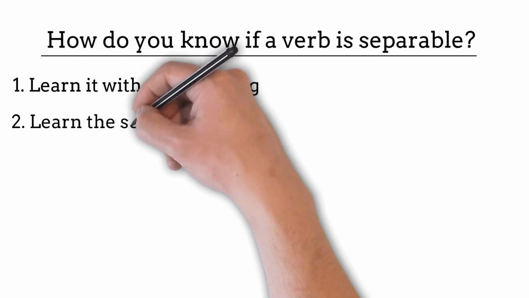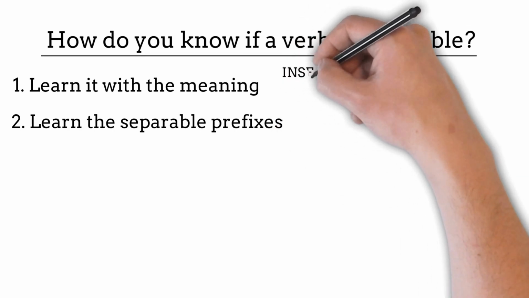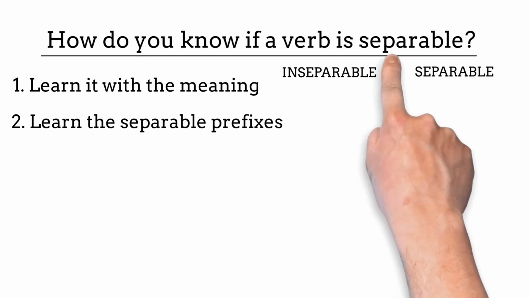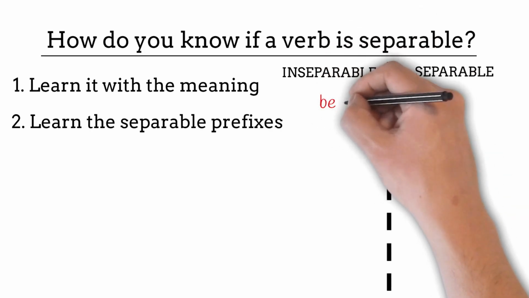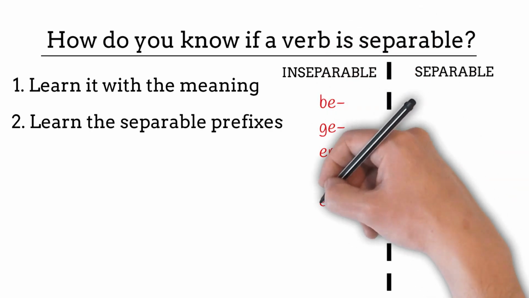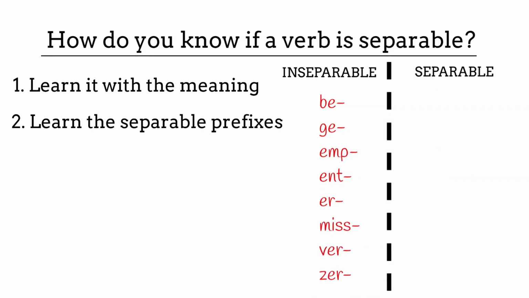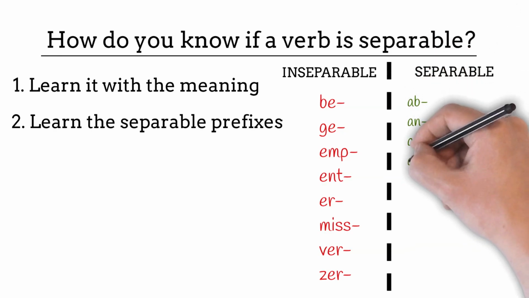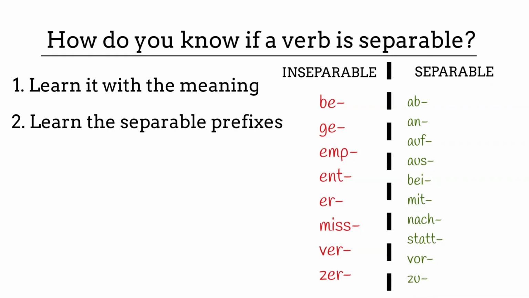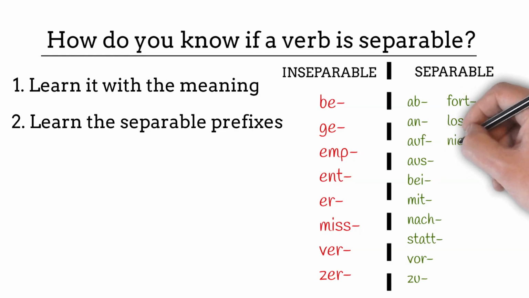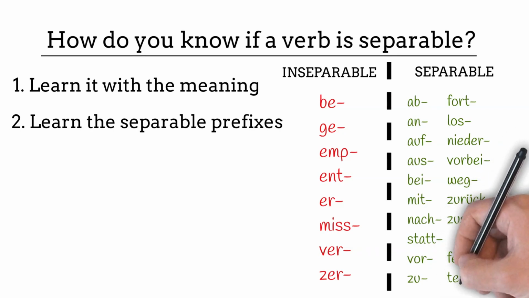Secondly, you could learn all of the separable prefixes. It is true that there are some prefixes that can be both inseparable and separable, but for the most part, the two are very different. Inseparable prefixes include ones like be, ge, emp, ent, miss, fer, and zer, while separable prefixes include ones like ab, an, auf, aus, bei, mit, nach, statt, vor, zu, fort, los, nieder, vorbei, weg, zurück, zusammen, fest, and teil.